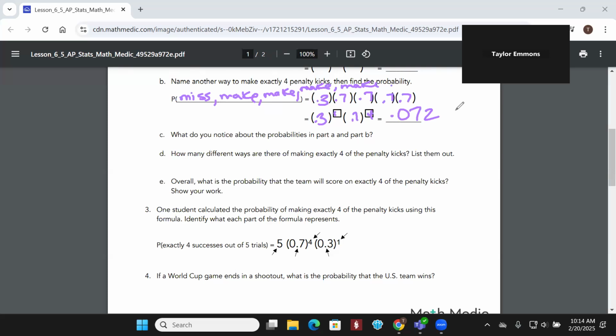What do you notice about the probabilities in part A and part B? They're the same. It's not a trick question. Yay. That's good.